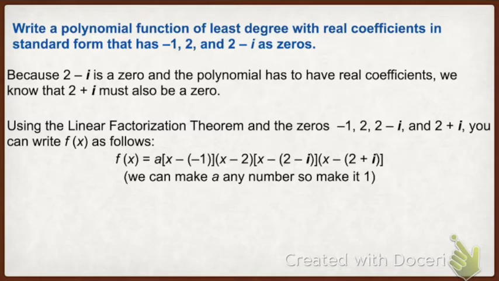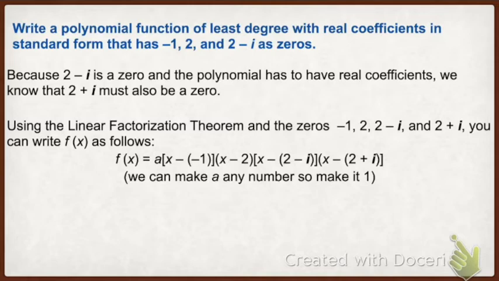Then we're going to take this factored form and create a polynomial out of it by multiplying everything together. Polynomials come in the form of a times x minus the -1, because we have the solution -1, then x minus 2, then x minus the quantity 2 minus i, and x minus the quantity 2 plus i.